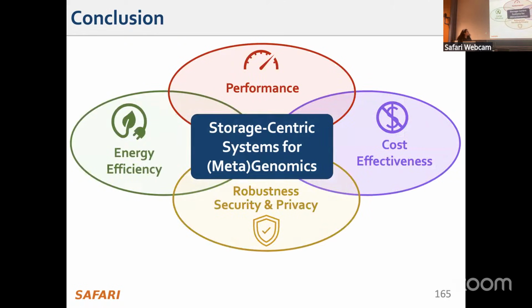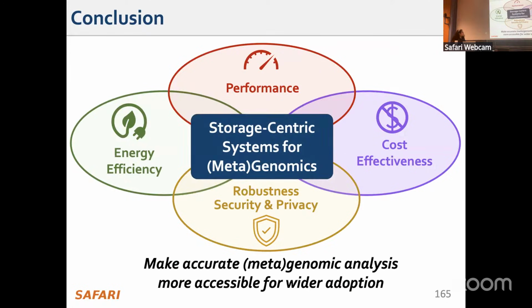And while I didn't talk about it, also for robustness and security and privacy, and make accurate metagenomic analysis more accessible for its wider adoption, so that it's not just something that some fancy institutions for very critical cases would use. So it will be something that is affordable for all of us to use in our day-to-day life.